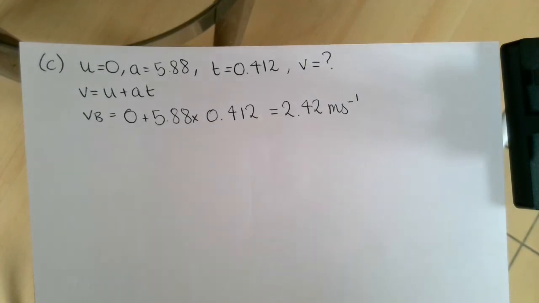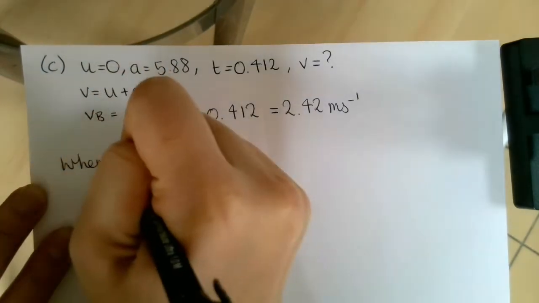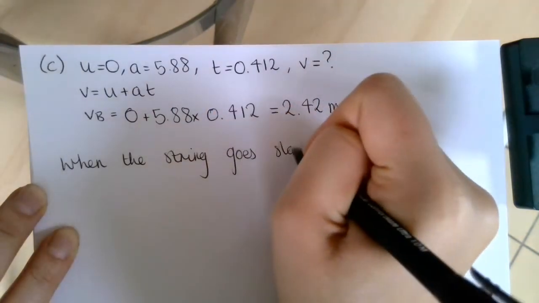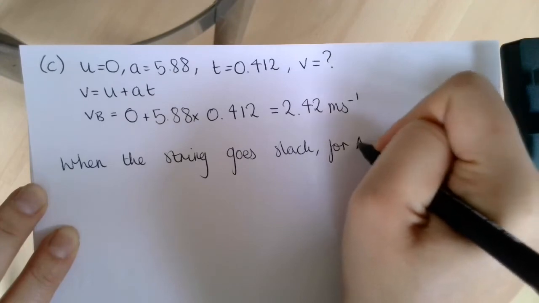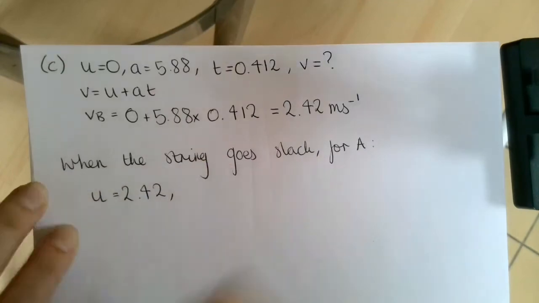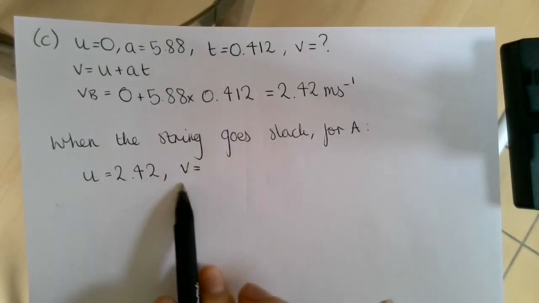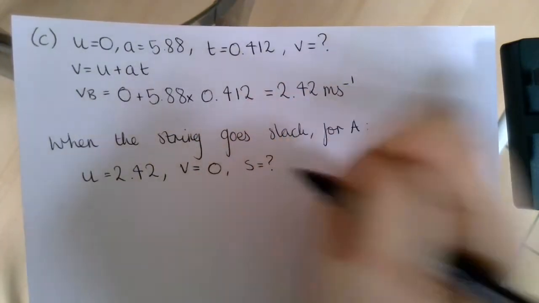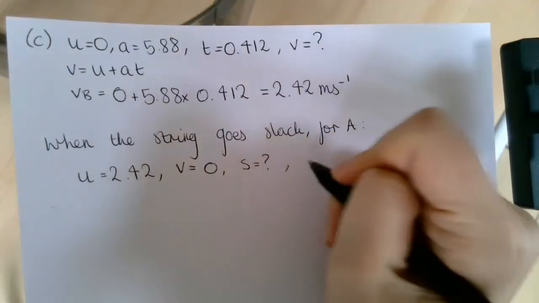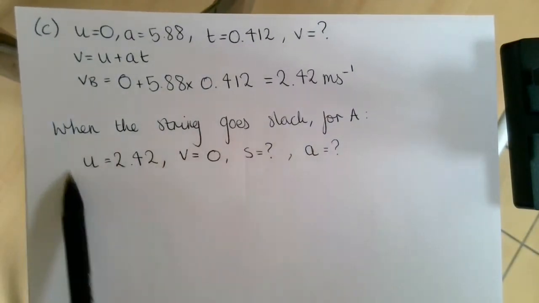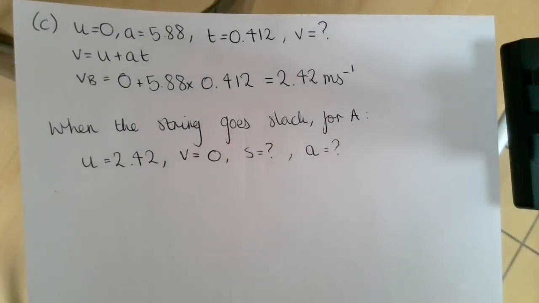So the speed of A on the table is 2.42 meters per second as the string goes slack. So we know that when the string goes slack, for A, we've now got an initial speed of 2.42. We want to find out the distance travelled until it's at rest. So V is going to be 0. S we want to find out. And all we need to do now is find out what A is, and we can work out our distance travelled.